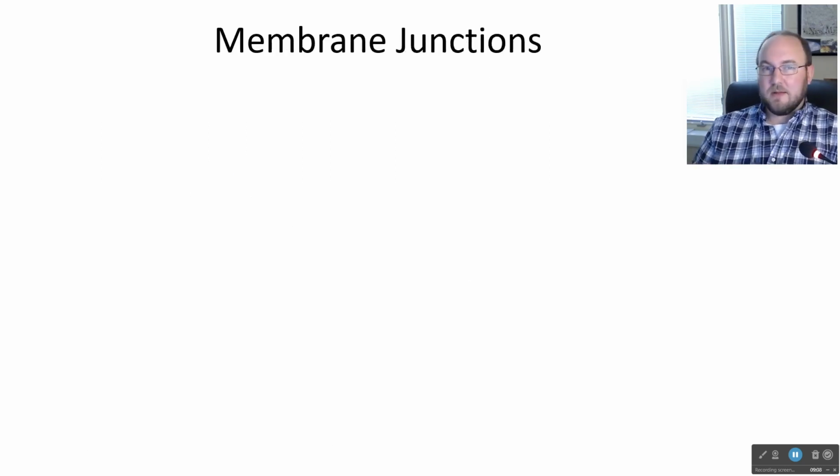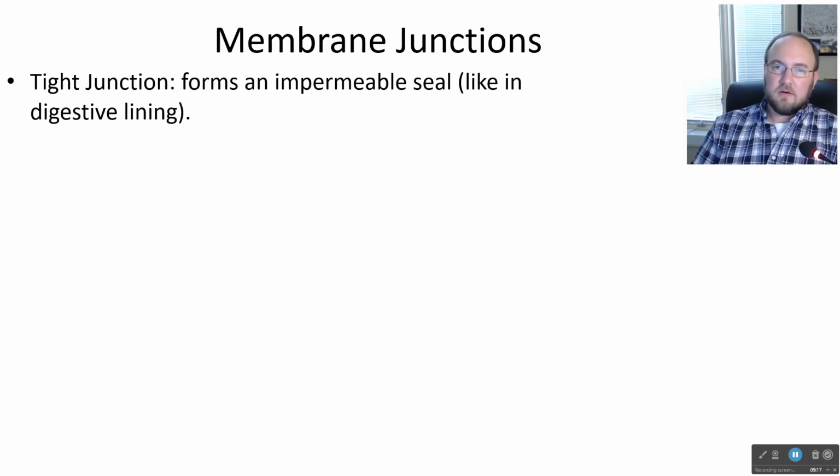I just mentioned that sometimes cells need to link up together, and we call those membrane junctions when those proteins help cells to do that. There are 3 types of membrane junctions that I want you to know about. First of all, tight junctions help to form an impermeable seal that keeps things from passing between the cells.